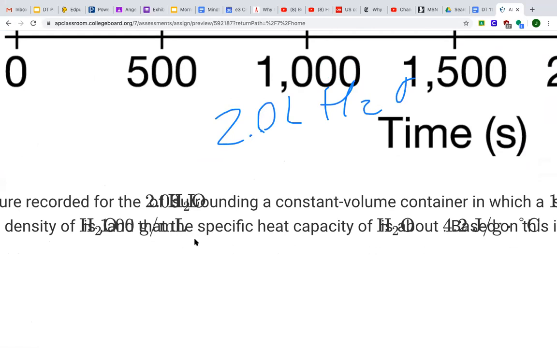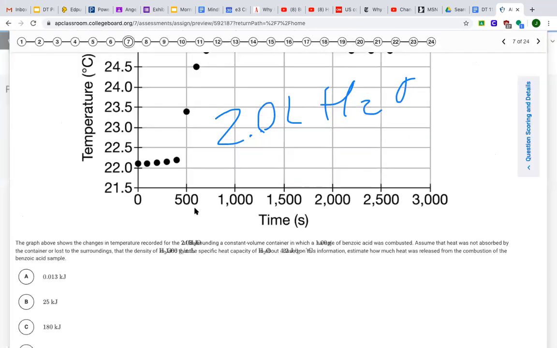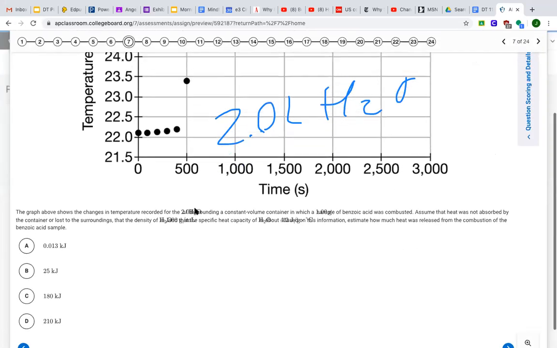1.00 gram per mil. Is it mil? What are we dealing with? I can't read this stupid thing. Oh, it's not liters, it's 2.0 milliliters of H2O. What am I looking at? What are these numbers? This is number 9. Wait, which number is this? Number 11? 7. Okay.